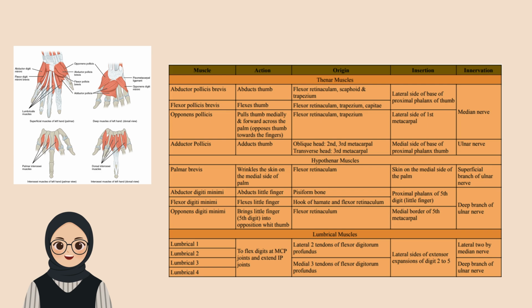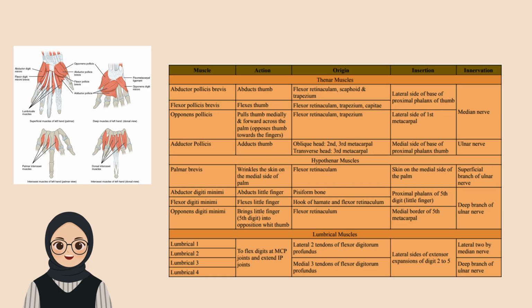The innervation is ulnar nerve. And then hypothenar muscles, divided by palmaris brevis. The action is wrinkles the skin on the medial side of palm. The origin is flexor retinaculum. The insertion is skin on the medial side of the palm. The innervation is superficial branch of ulnar nerve.